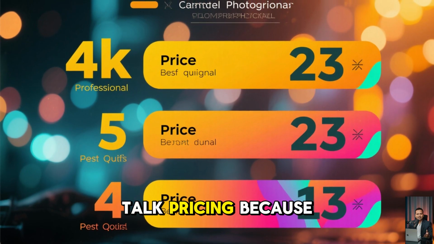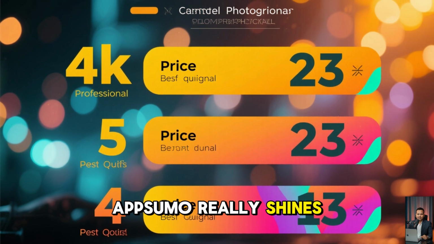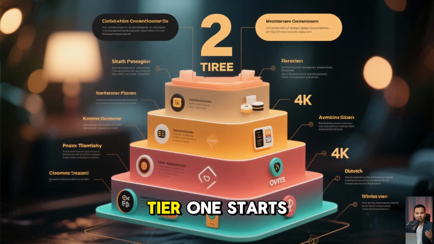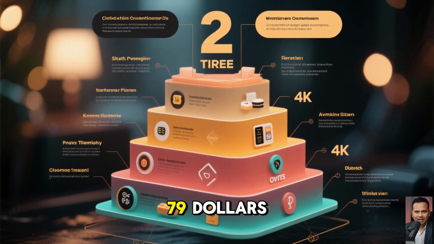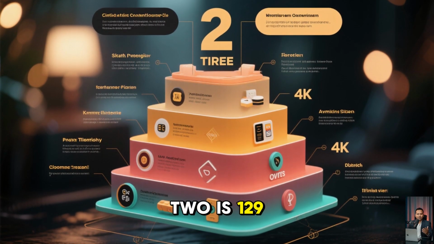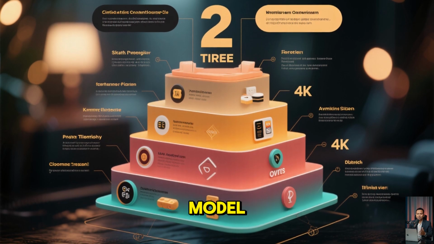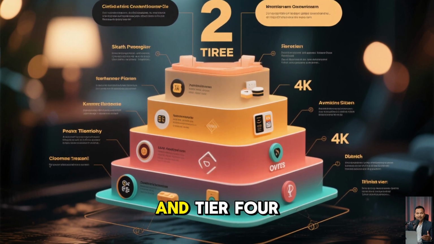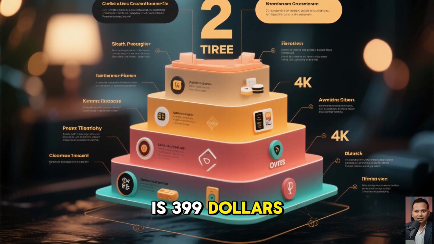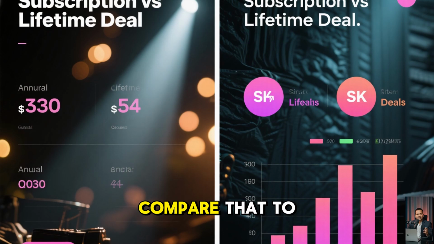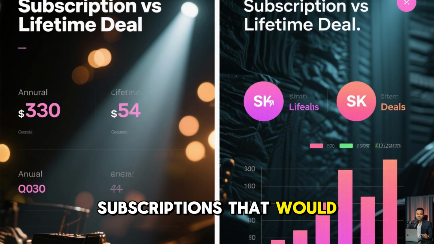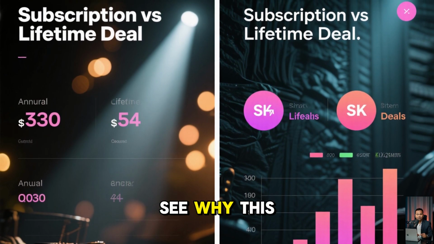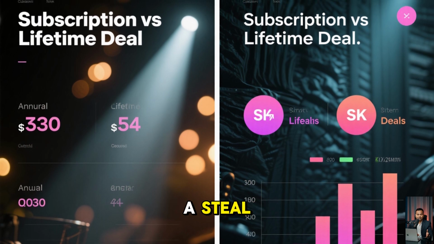Now let's talk pricing, because this is where AppSumo really shines. There are 4 lifetime deal tiers available. Tier 1 starts at just $79. Tier 2 is $129 and gives you 1 custom model. Tier 3 is $219 with 3 custom models. And Tier 4 is $399 with 5 custom models. Compare that to monthly subscriptions that would cost you hundreds of dollars every single year, and you can see why this lifetime deal is such a steal.